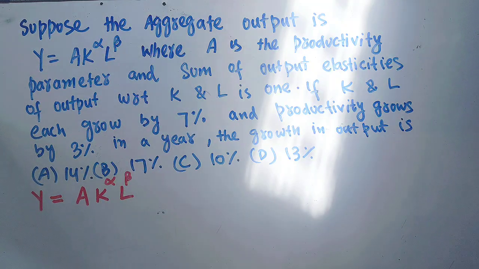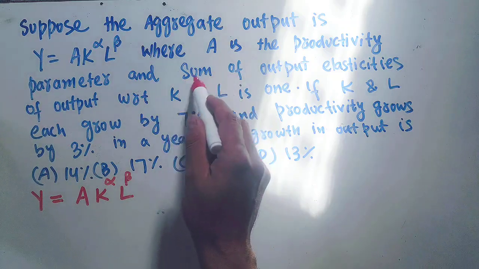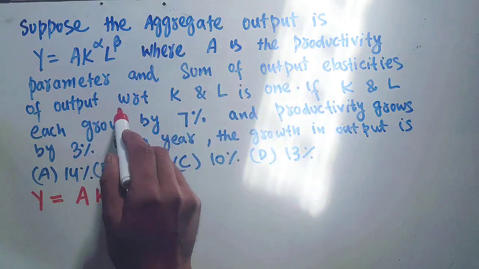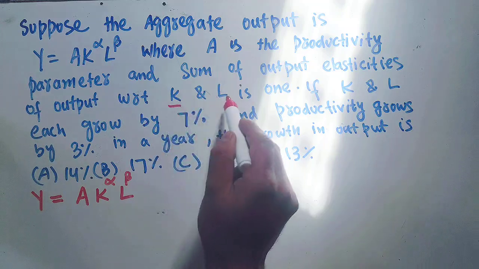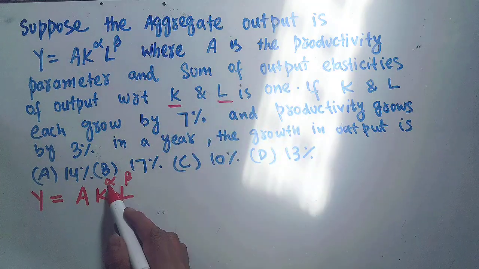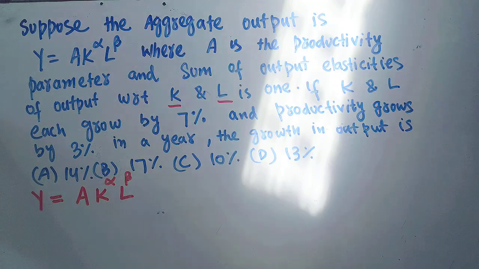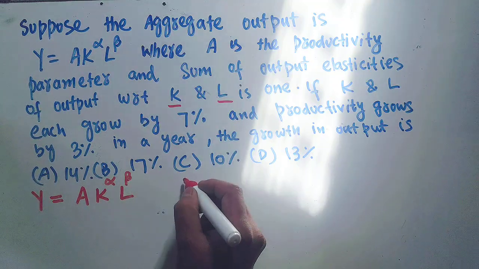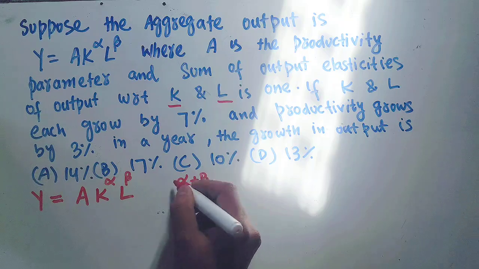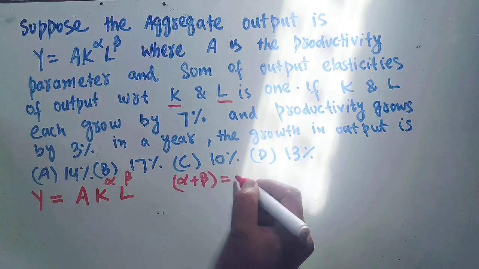Beta denotes the output elasticity of labor, the change in the output due to the change in the units of labor employed. This is our production function. We are also being told that the sum of the output elasticity of output with respect to capital and labor is equal to 1. That is, alpha denotes the output elasticity of capital, beta denotes the output elasticity of labor, and the sum of these, alpha plus beta, sums up to 1.